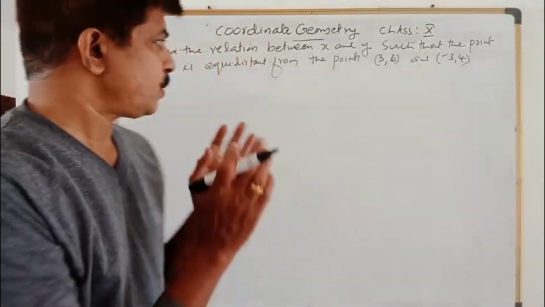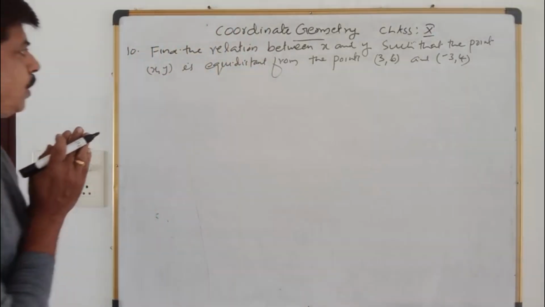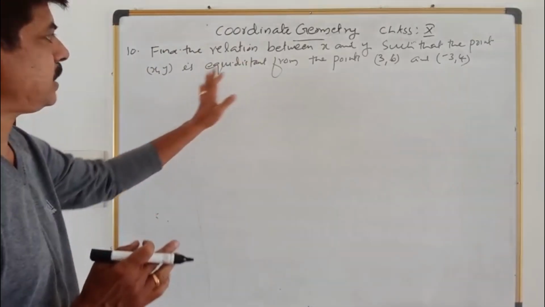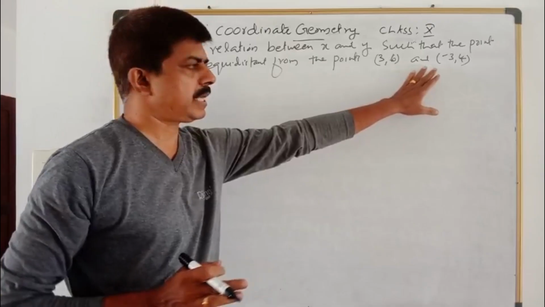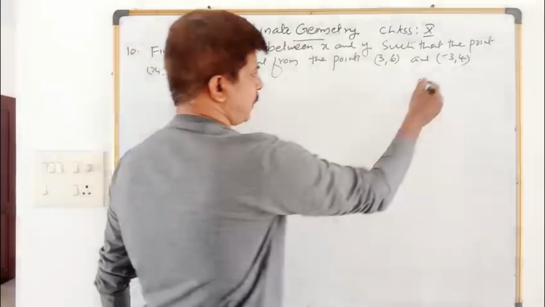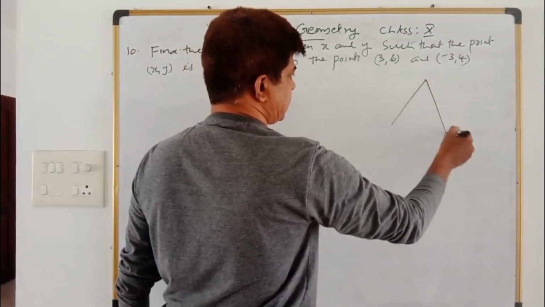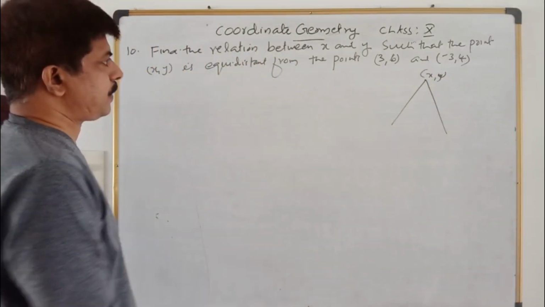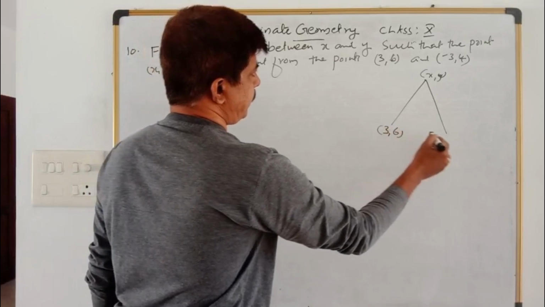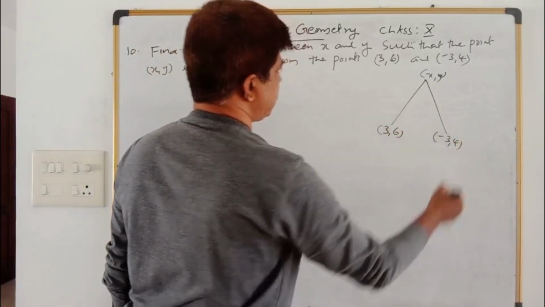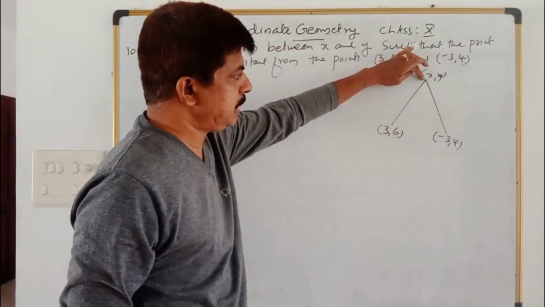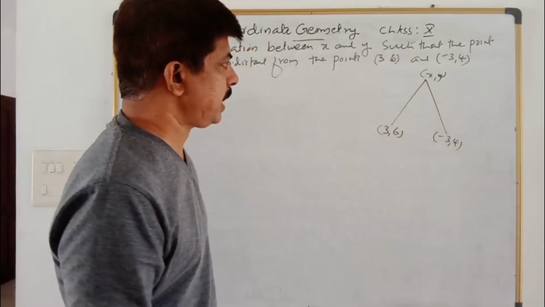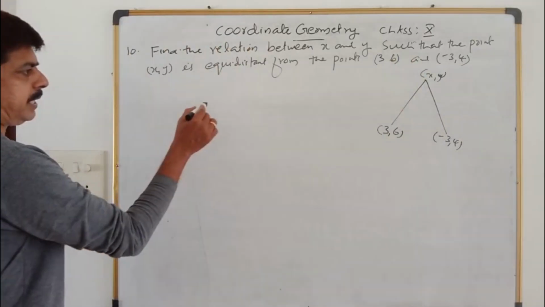Here is the last question from this topic. Find the relation between x and y such that the point (x, y) is equidistant from the points (3, 6) and (negative 3, 4). Here is a point (x, y) that is at equal distance from the points (3, 6) and (minus 3, 4). Equidistant means they are the same distance from these two points. I am using the distance formula again.